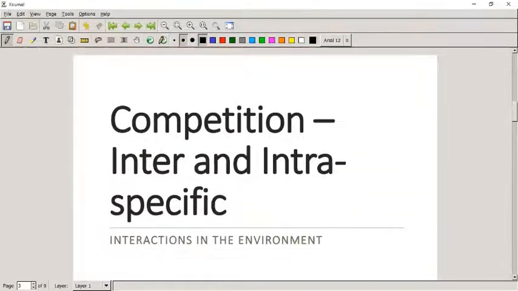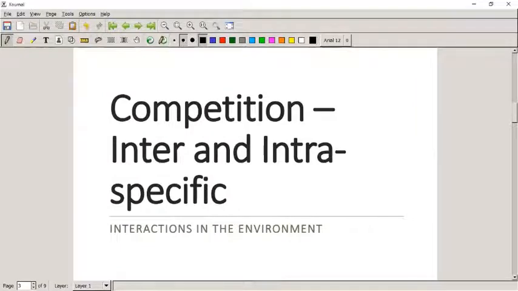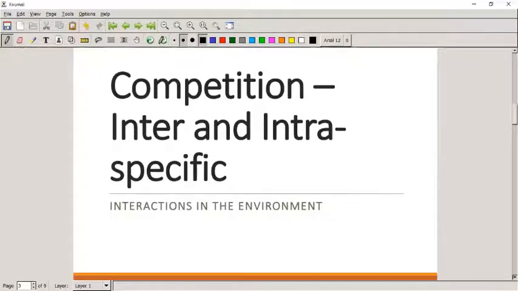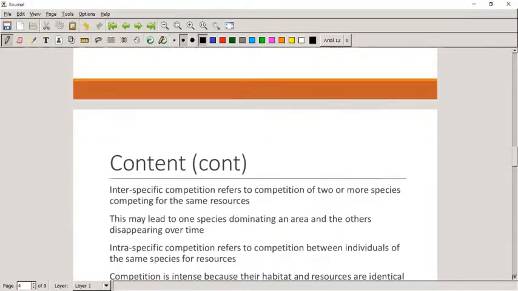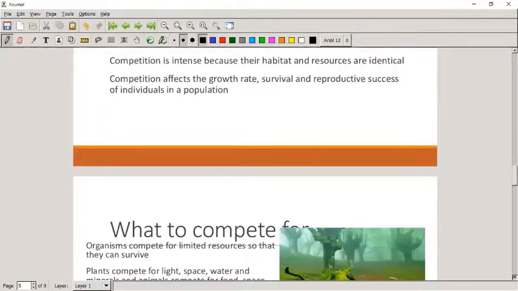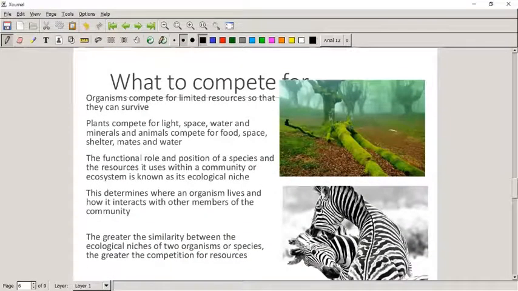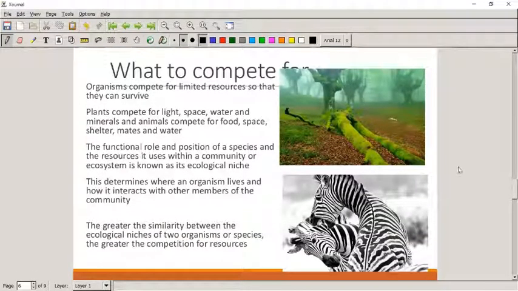Now, today we're going to take a look at competition more specifically, and we're going to take a look at two different types of competition: interspecific and intraspecific competition. That just gives an introduction to the content that you have to know. So I just want to get to this page over here. Sorry for deleting the words over there with the picture.